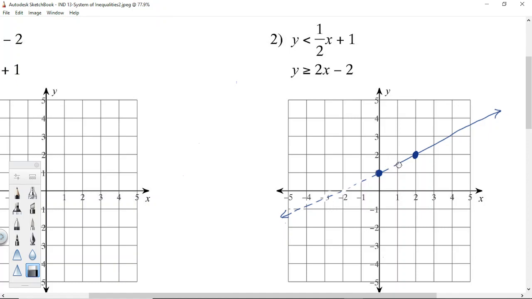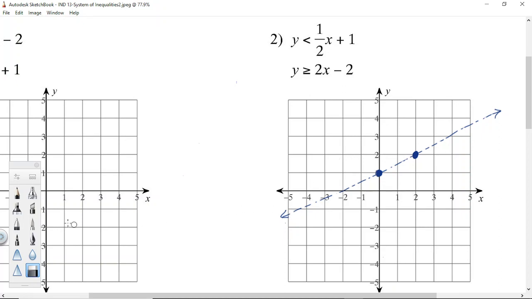Okay, I'll try to do this a little bit better. So I need to be careful the way I erase it. Don't want to erase the graph. Erase there, there. It's not too bad. So there's our dashed line. And we want to shade under it.